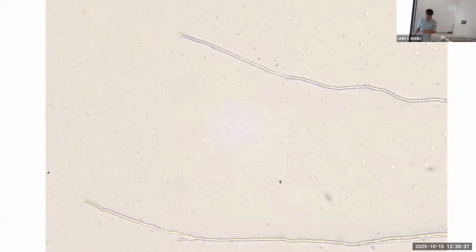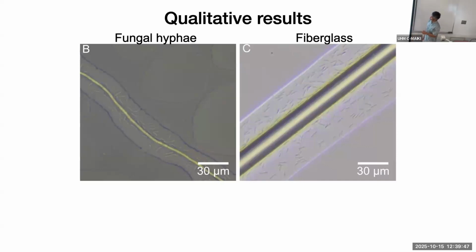What I'd like to focus on is the direction of movement. They seem to be moving along these linear structures. We replaced the hypha with synthetic fiber, with fiberglass, and we saw the same thing. We have a film of water around the fiberglass. These are snapshots in time. You see the bacteria.